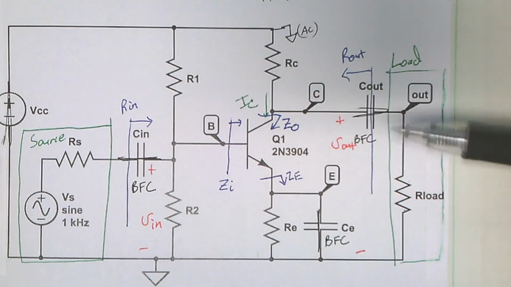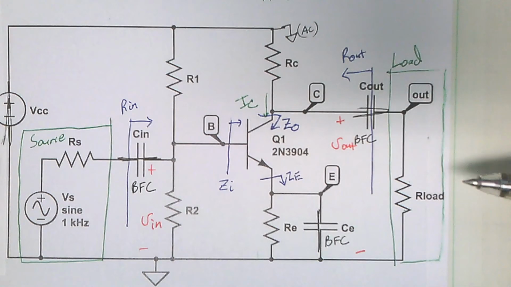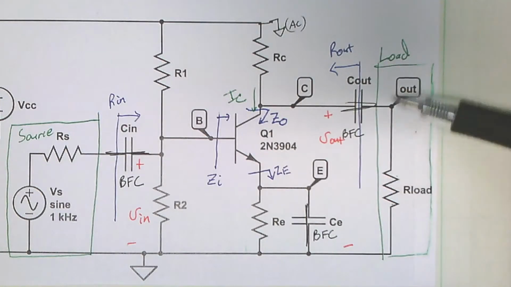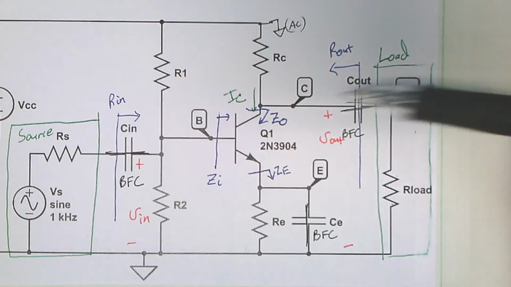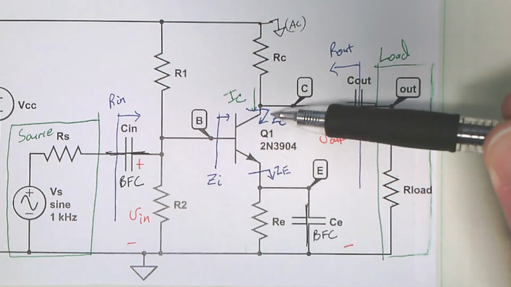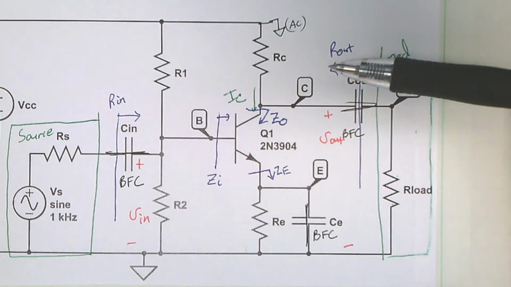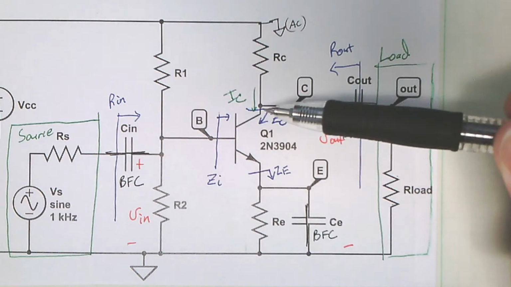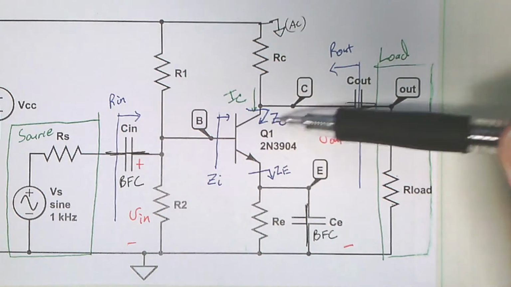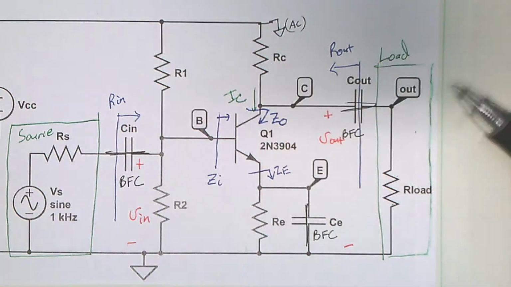Okay. Actually, we should say this does not include the bias network or the load, because the load is separate. It's part of our amplifier. So ZO, looking into that terminal, is not R out. There's a distinction here. R out includes RC. It's not ZO. All right, so what is ZO?